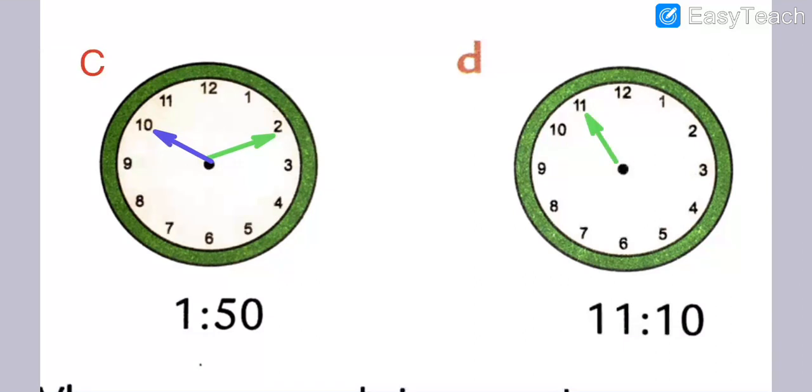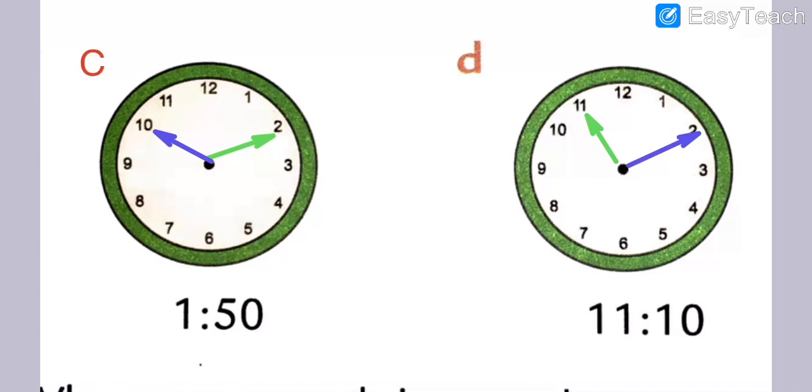Which hand is it, my dear students? Our hour hand is on 11. Now we draw the minute hand in blue color. It shows 10. 10 minutes shows 2. 2 is equal to 10 minutes. Okay, my dear students, it's 11:10. Got my points, my dear students? I hope you all have understood, my dear students.